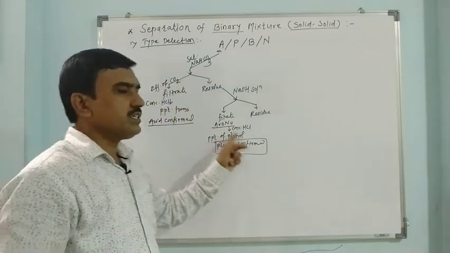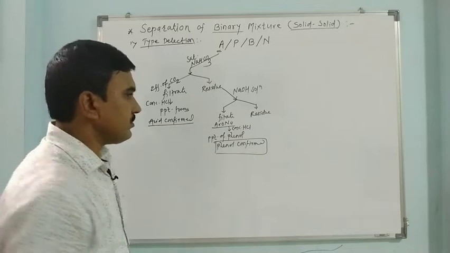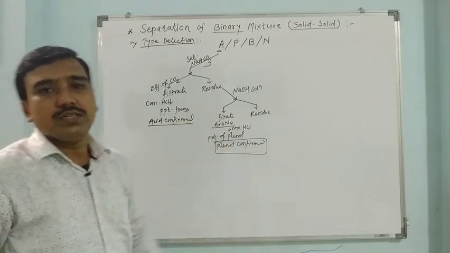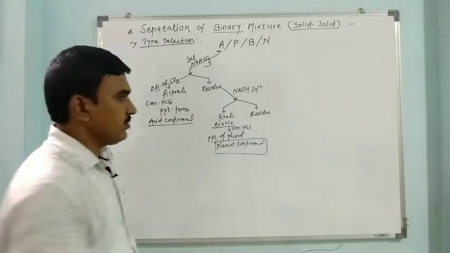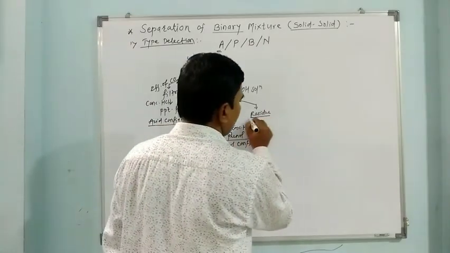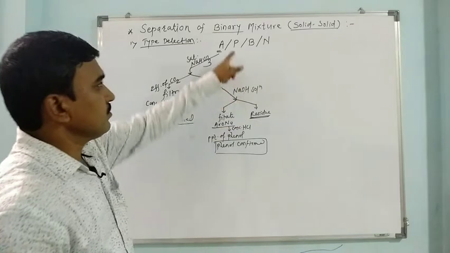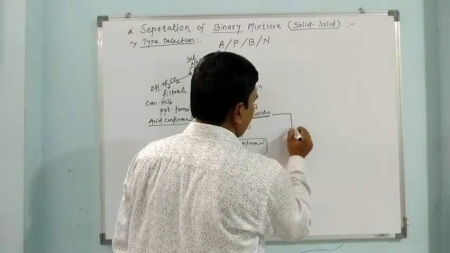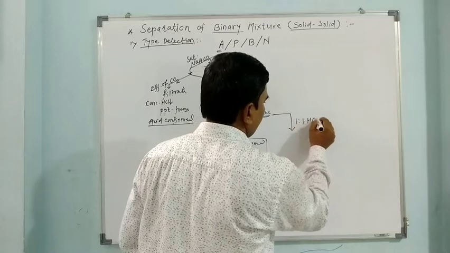If we didn't get precipitate, then we have to proceed further. Now if we get only one component from this, or we don't get any component from this, then we have to focus on this residue. Now this residue may be base and neutral. So to check base, we have to add here 1:1 HCl.